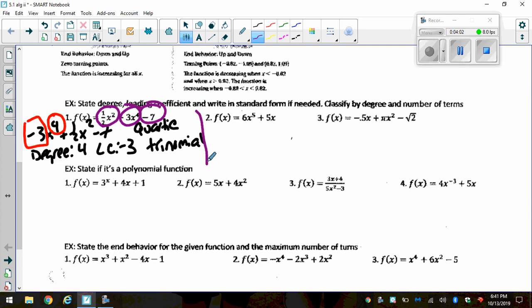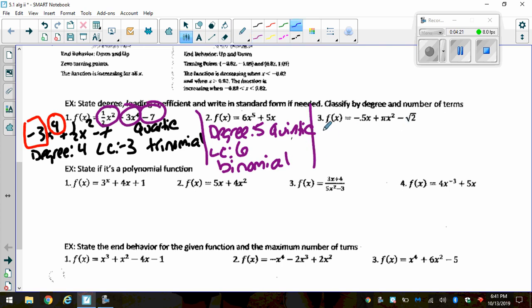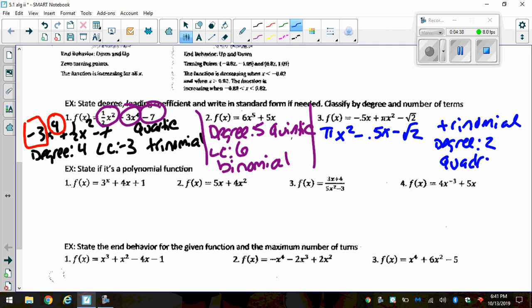Like number 2, it's already in standard form for us. The degree on this is a 5. We call that a quintic. The leading coefficient is 6. It has 2 terms, so we would call this a binomial. Let's try number 3. Standard form would be 5x squared minus 5, with a 2. It has 3 terms, so I'm going to call it a trinomial. The degree is 2, so we call that a quadratic. And your leading coefficient this time is 5.